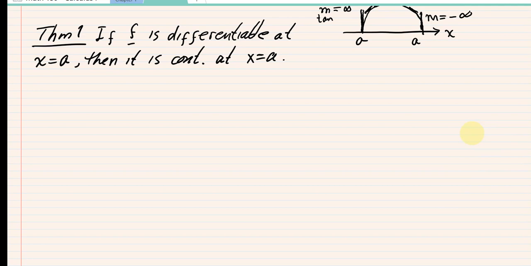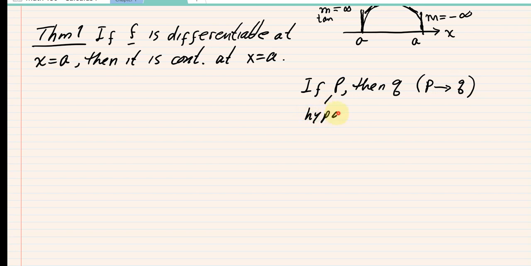Now, let me tell you a little bit about these if-then kinds of statements in our theorems. In general, the form of if-then theorems in our work is like this. Usually we say if statement P is true, then Q holds. So we say P implies Q. P is called the hypothesis of the theorem. Q, of course, is the conclusion of the theorem, right?